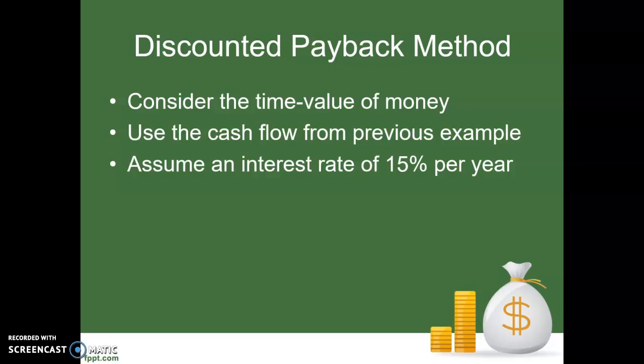When we look at the time value, we just consider present values of these future monetary amounts. So we're going to look at the same example from the previous slide. And this time we're going to assume that we can earn a 15% per year interest rate. So an annual rate of 15% is what we could earn if we decided to take our money and invest it elsewhere.